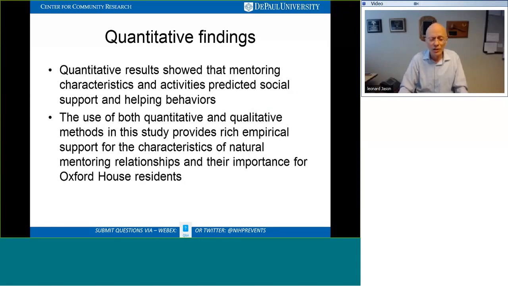The quantitative findings showed that the mentoring characteristics and activities actually predicted social support and helping behaviors. So the use of both quantitative and qualitative methods in this study provided rich empirical support for the characteristics of natural mentoring relationships and their importance for Oxford House residents.